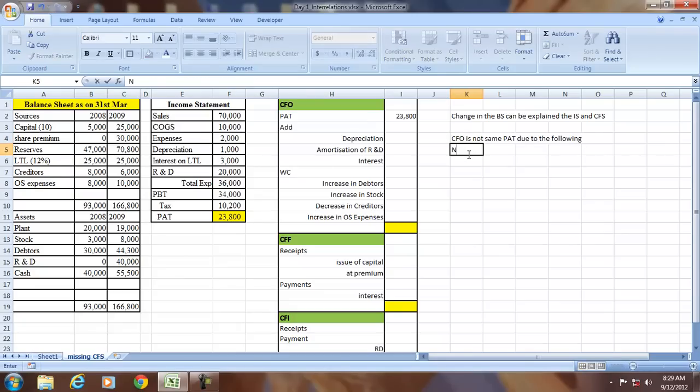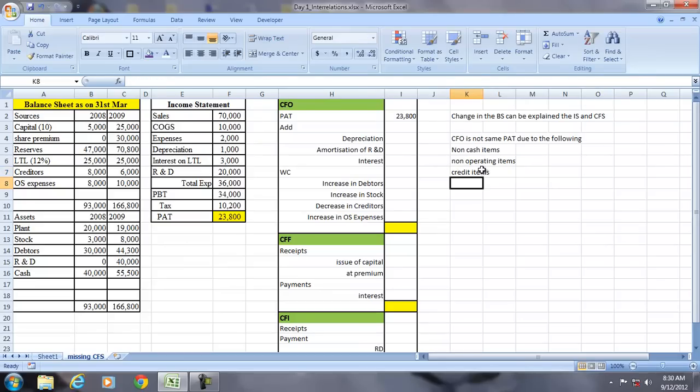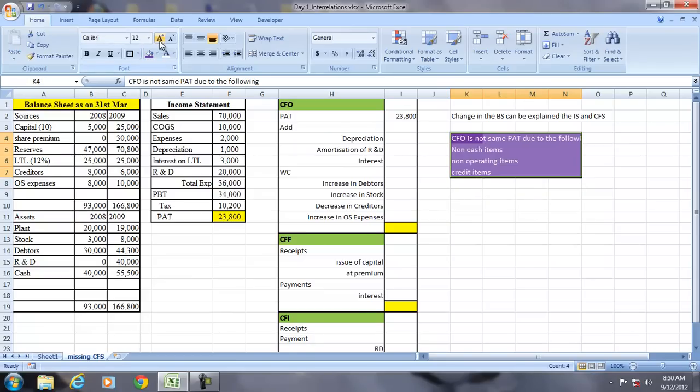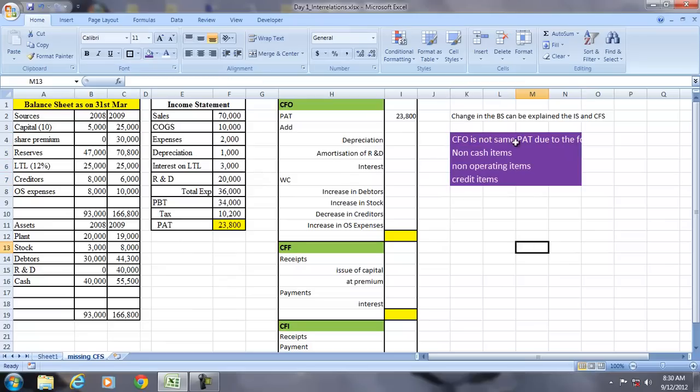Number one is the non-cash items. Number two is the non-operating items, and number three is the credit items. So cash from operation is not the same as the profit after tax because of non-cash items, non-operating items, and the credit items. So we can make adjustments for these items and derive the cash from operation when the PAT is given.